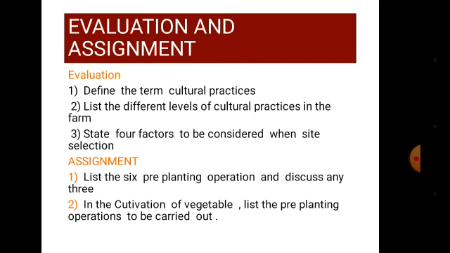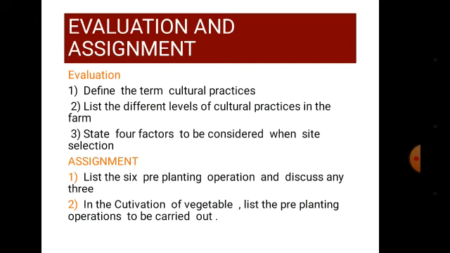State four factors to be considered when selecting a site. When you are to select a site, you must consider certain things, such as nearness to the dwelling place of the farmer, nearness to market, nearness to a motorable road, availability of labor, nearness to water supply, source of power, and good soil condition, and even the topography or shape of the land should also be considered.